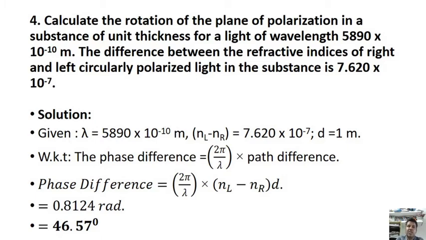Calculate the rotation of the plane of polarization in a substance of unit thickness for light of wavelength 5890 into 10 to the power of minus 10 meter.